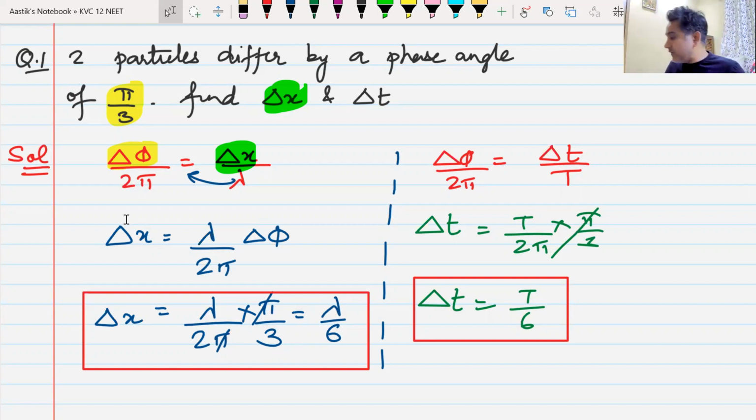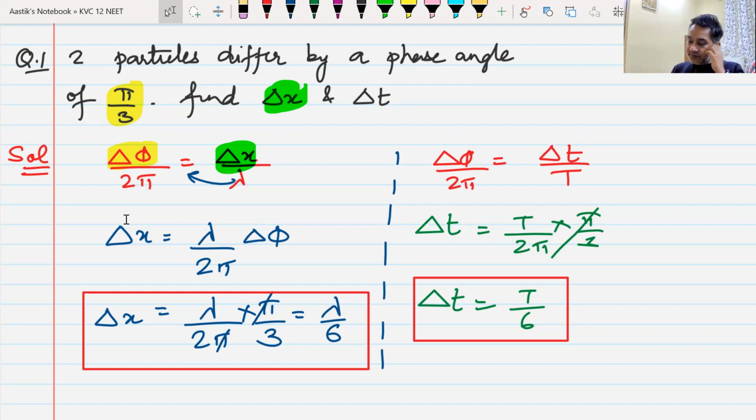In today's class, we will start with the next concept, and that concept is the concept of superposition of waves. Now, what do you understand by superposition of waves?